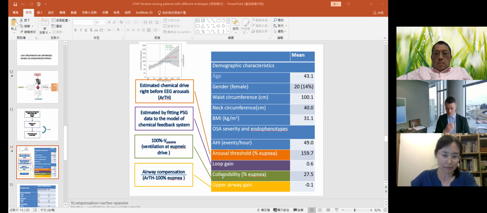And the collapsibility is represented as 100% minus ventilation at eupneic drive. And the average value here is 27.5% of eupnea ventilation. The upper airway gain was minus 0.1, which means that this is smaller than 0. So, our patients don't have a very good compensation ability, slightly lower than 0. And how it was generated, I show it here.